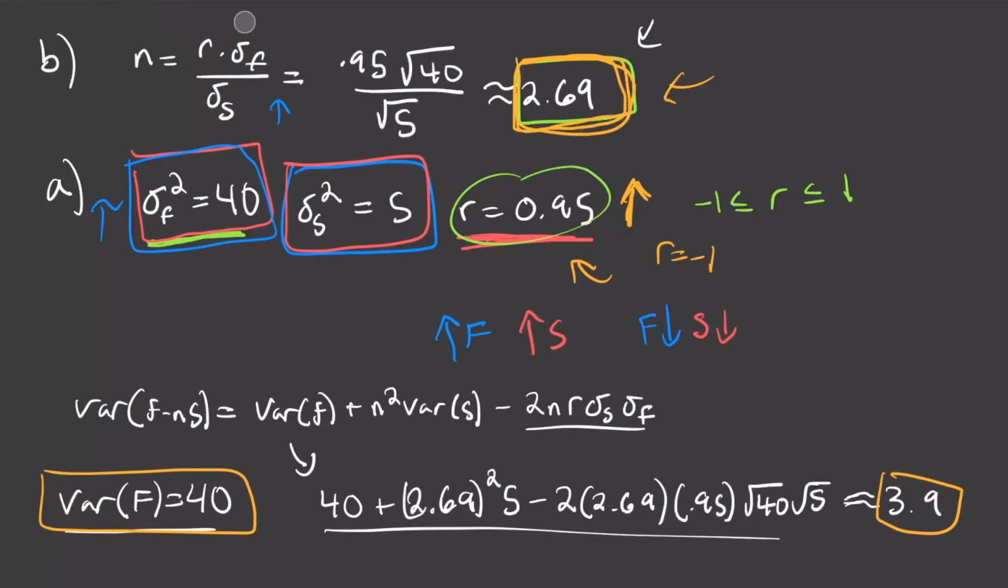When we plug in the values to what we solved for in part B, which was just this equation right here, n is equal to our correlation coefficient times the standard deviation of the Fartcoin divided by the standard deviation of the other one that we are shorting with, the S&P 500.